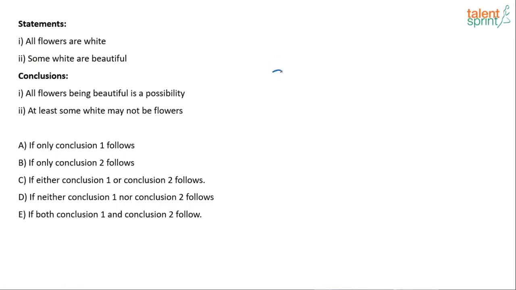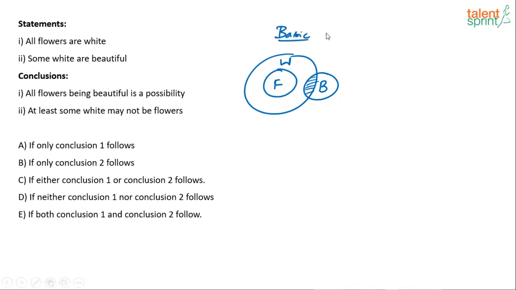Draw the basic diagram. All flowers are white, right? And some white are beautiful. So all flowers are encompassed by white. And some white are beautiful. So you can see there is some overlapping between white and beautiful here, indicating that some white are beautiful. This is the basic diagram. Now look at the conclusions.